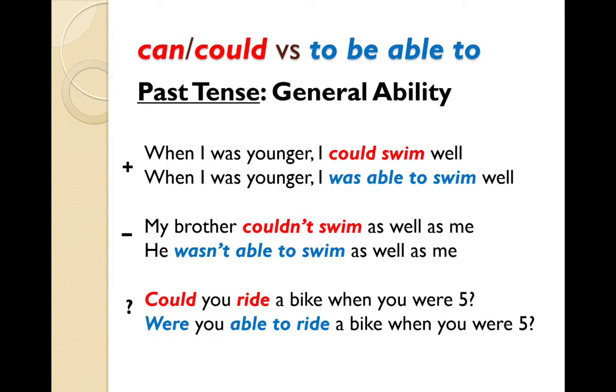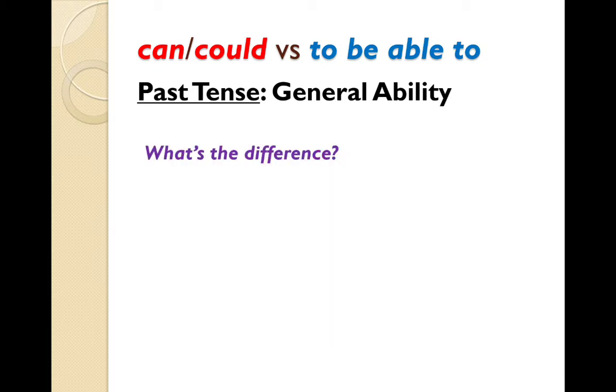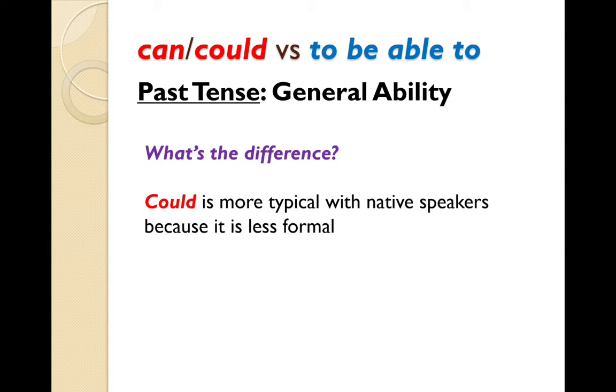Notice that when talking about age, we often just say the number: when you were 5. It's not necessary to say 5 years old. So what is the difference? Well, could is more typical with native speakers because it's less formal, and to be able to is more formal. So when talking about general ability, that's really the only difference, the level of formality.